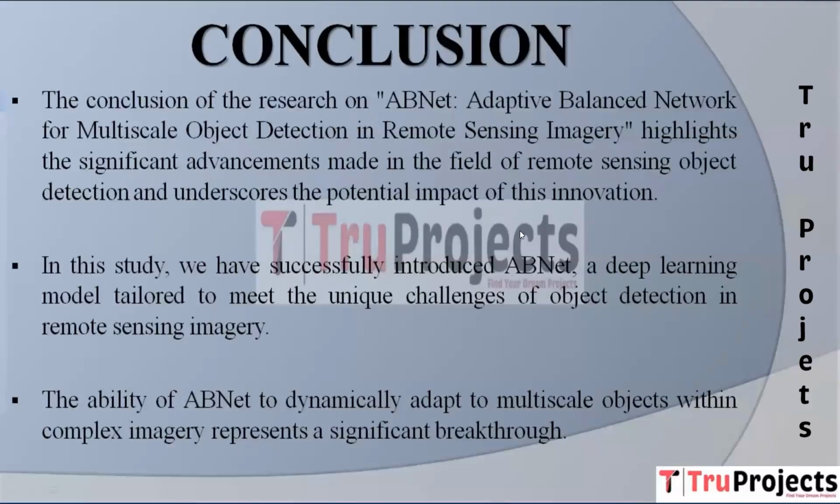So now coming back to the conclusion part. The research on ABNet Adaptive Balance Network for Multiscale Object Detection in Remote Sensing Imagery concludes by emphasizing the remarkable progress achieved in the domain of object detection and remote sensing. It underscores the potential influence of this innovative approach. In this investigation, we have effectively introduced ABNet, a deep learning model crafted to address the distinctive challenges of object detection within remote sensing images. ABNet's capacity to flexibly adapt to multi-scale objects within intricate imagery stands as a noteworthy breakthrough.